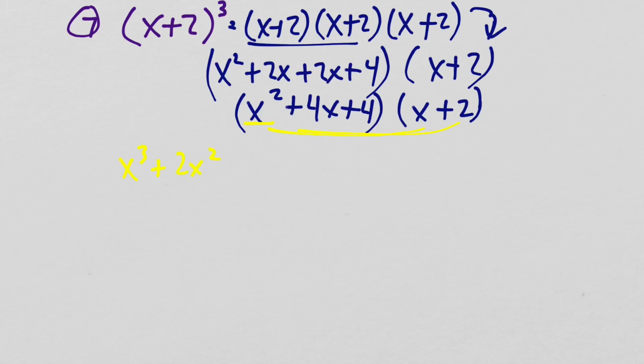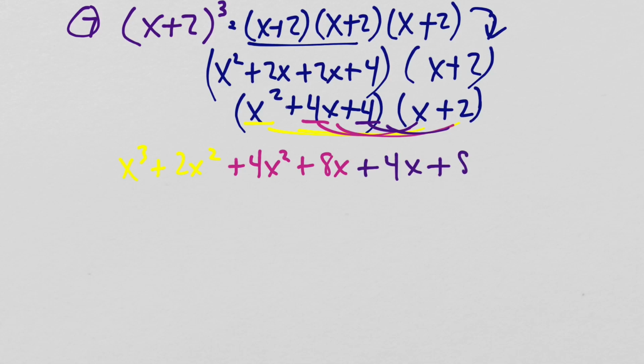Then we're going to take the 4x times each term. So we have a 4x to the second and an 8x. And then we'll take this last term and multiply that in. So we have a 4x and we have an 8.